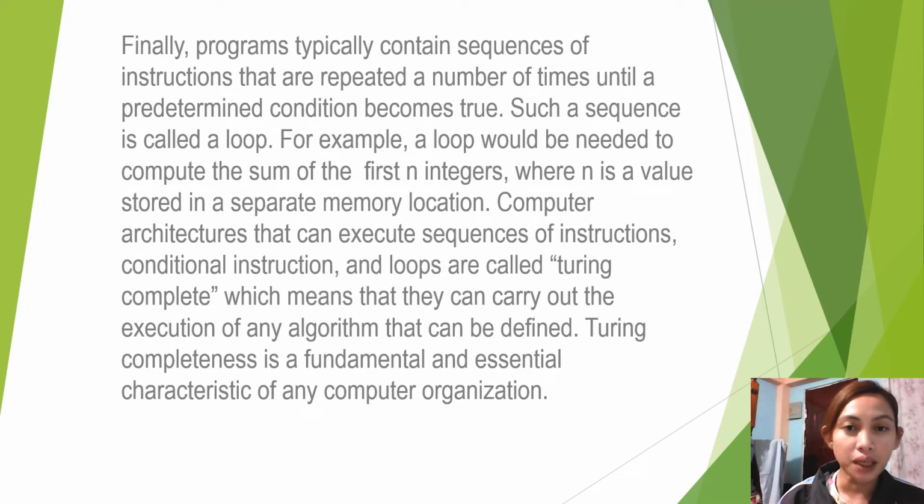Finally, programs typically contain sequences of instructions that are repeated a number of times until a predetermined condition becomes true. Such a sequence is called a loop. For example, a loop would be needed to compute the sum of the first n integers, where n is a value stored in a separate memory location. Computer architectures that can execute sequences of instructions, conditional instructions, and loops are called Turing-complete, which means that they can carry out the execution of any algorithm that can be defined. Turing completeness is a fundamental and essential characteristic of any computer organization.